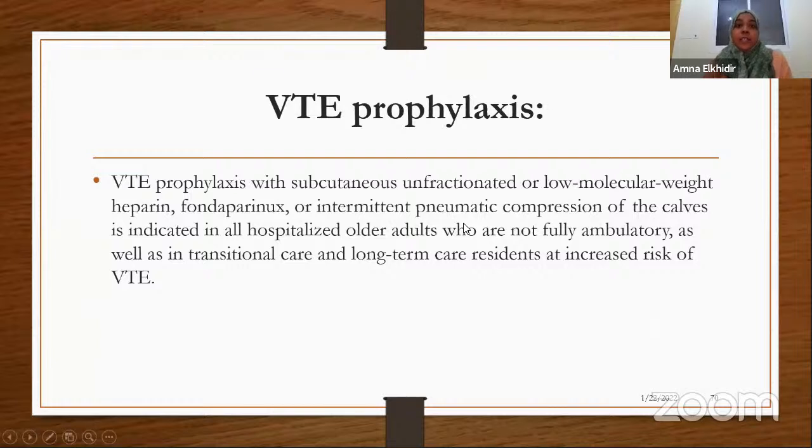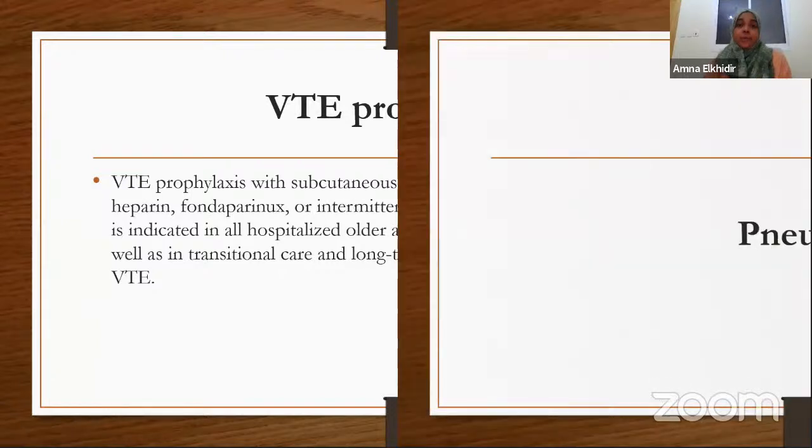Regarding prophylaxis of pulmonary thromboembolism, we do it in all hospitalized older populations who are not fully ambulatory, to guard against developing thromboembolism. Also in patients in transitional care or long-term care residents at increased risk, like subcutaneous unfractionated or low molecular weight heparin, or compression of the calves.